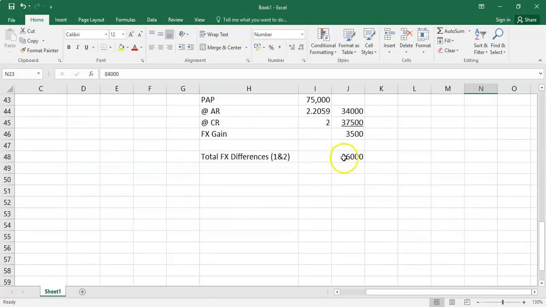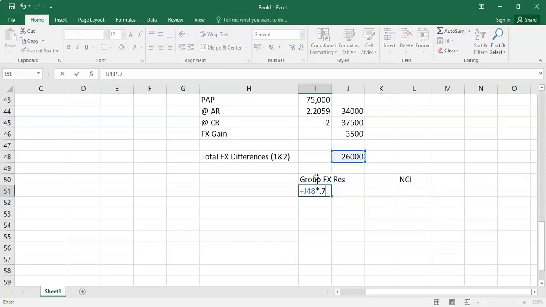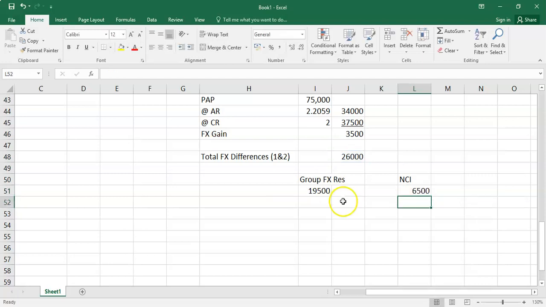So actually what's in here, that 26, is going to be split between a group FX reserve and the NCI. Group FX reserve gets 75% and the NCI gets its 25%. So that's an important one. It gets 6.5. So the FX differences are separated from retained earnings. You might see a little journal, and I'll explain what it means up here.